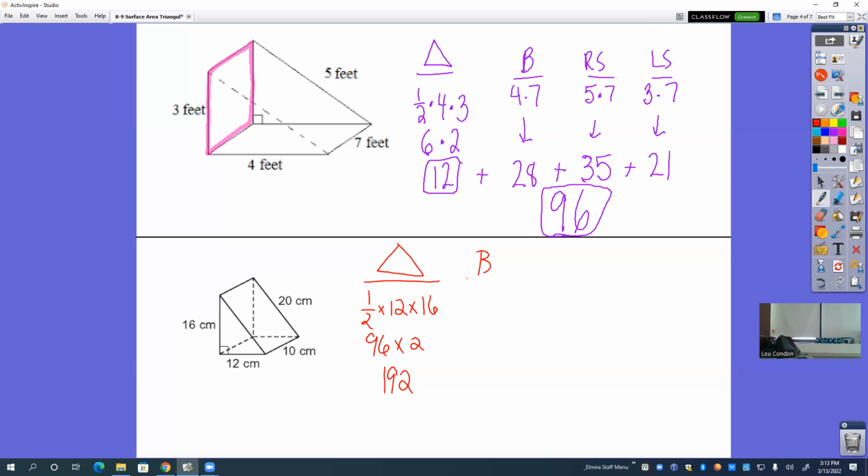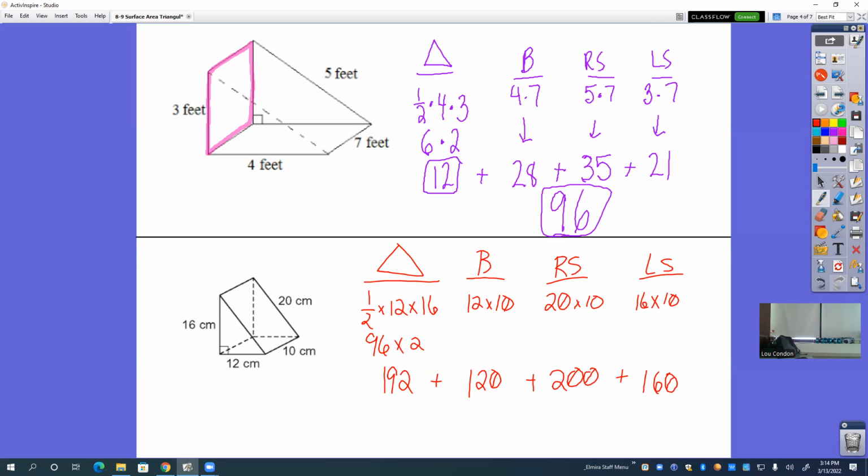And then we have the base, which is 12 times 10, which is 120. The right side, which would be 20 times 10, which is 200. And then plus the left side, which would be 16 times 10, which is 160.